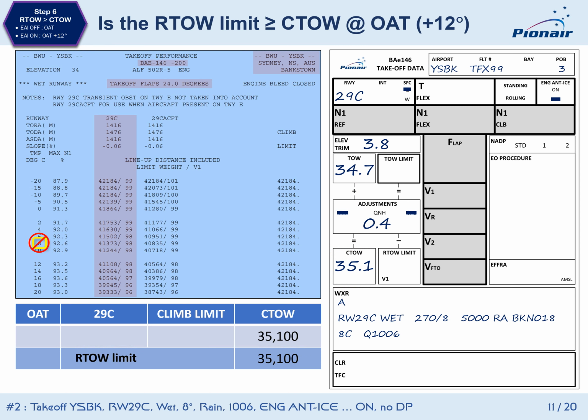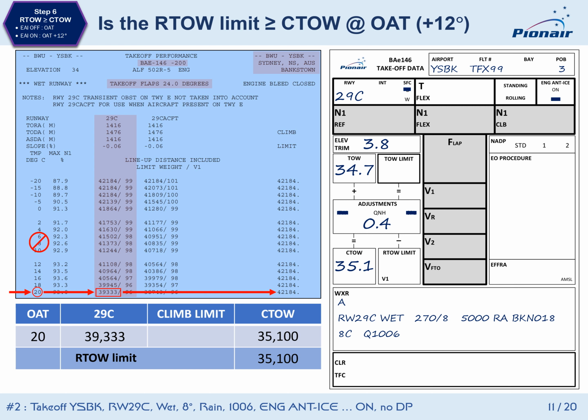Remember that in this case, we are engine anti-ice on, and we are not using the RAC manual adjustment. So we need to use the FCOM 12-degree method. So in this case, we don't go into the chart at the ambient temperature of 8 degrees. Instead, we add 12, and we head in at 20 degrees. From 20 degrees, we head across to the right to our selected runway intersection column and look at the runway limit weight. In this case, it's 39,333 kilos.